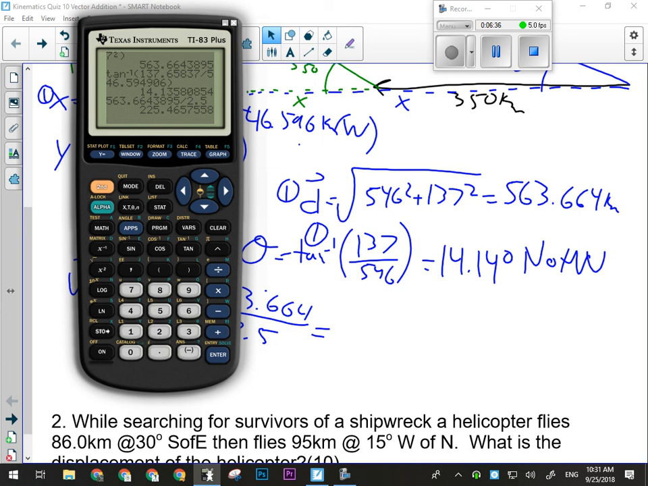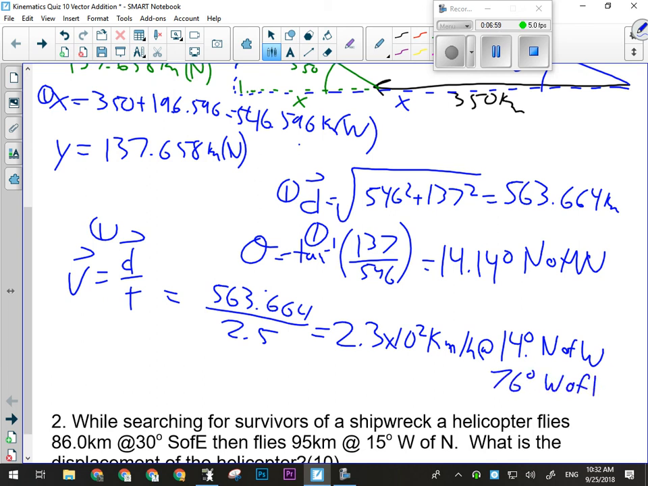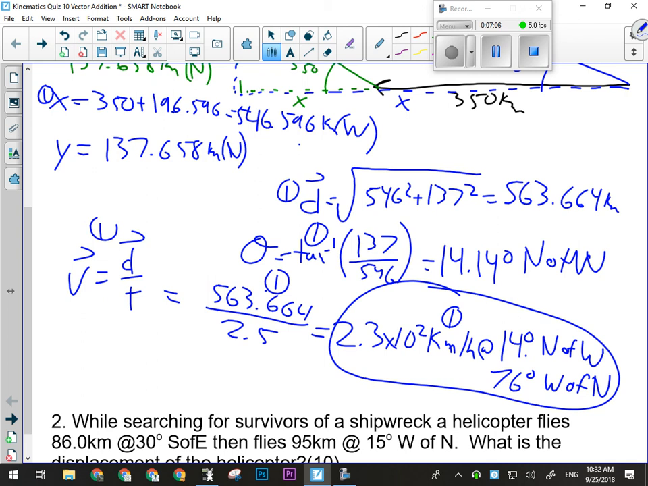225.46, but we only have 2 significant figures now that we've used that 2.5 hours, so we're going to have 2.3. Okay, so 2.3 times 10 to the 2 kilometers per hour at 14 degrees north of west, or they may have also had 76 degrees west of north. Okay, so they get a mark for plugging in the numbers and a mark for that final answer. That's 9. Okay, questions on that?